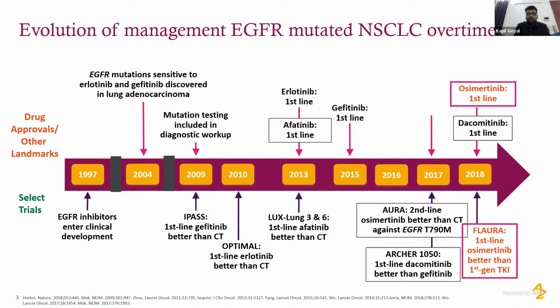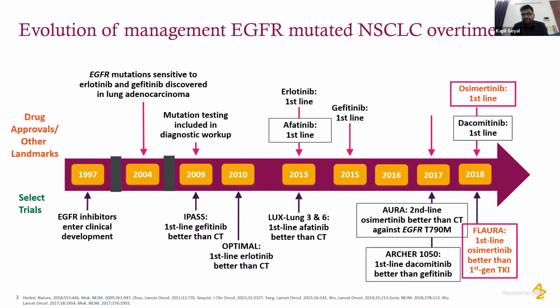In 2010, we had the OPTIMAL trial where erlotinib was also better than chemotherapy. So in 2009 or 2010, erlotinib and gefitinib became our first line of therapy. Either of these options can be taken compared to chemotherapy. In 2013, the second-generation EGFR TKIs like afatinib came into the picture after the LUX-Lung 3 and 6 trials, where afatinib was shown to be better than chemotherapy.